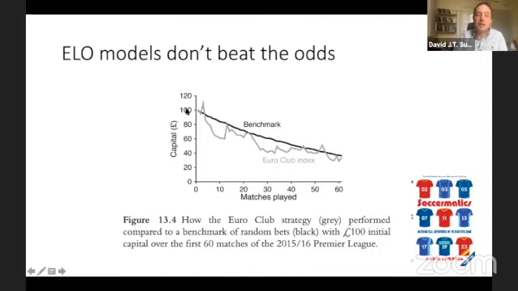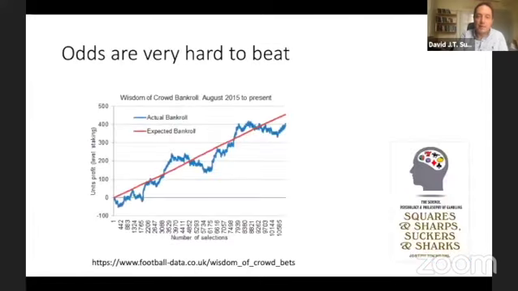And this is how much money you would lose if you use the ELO. If you just bet at random, you'd lose this much money. If you use the ELO club, the Euro Club Index, you would lose this much money. So really no difference there either. And you see this over and over again. The Euro Club Index doesn't beat the betting markets.